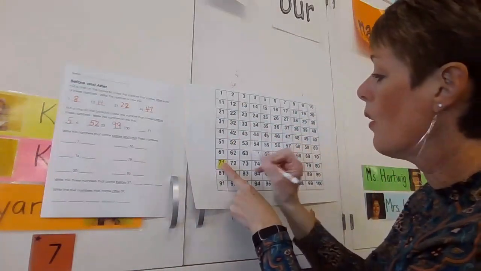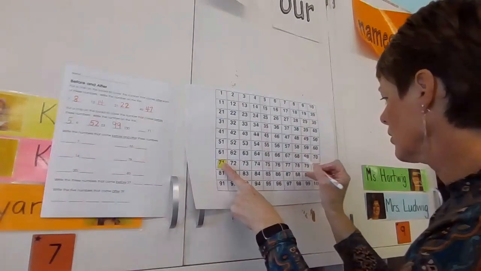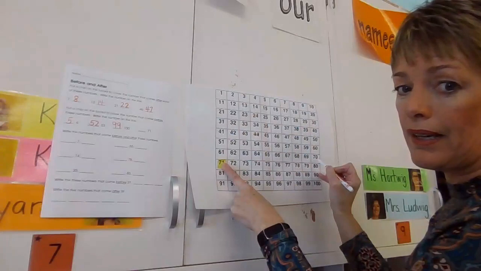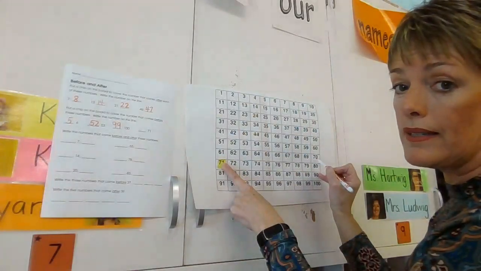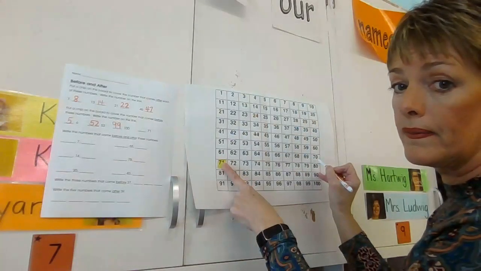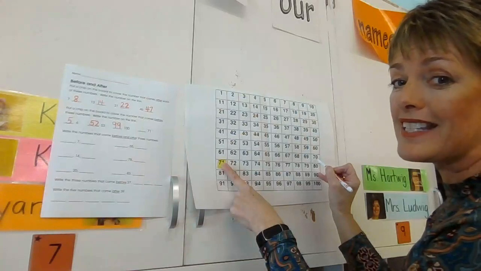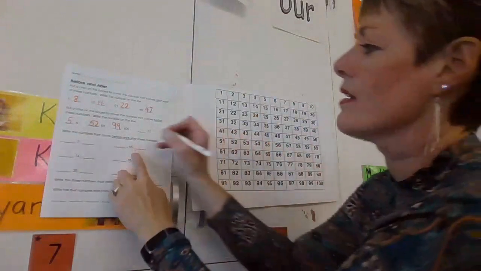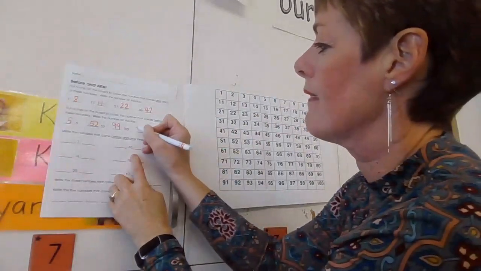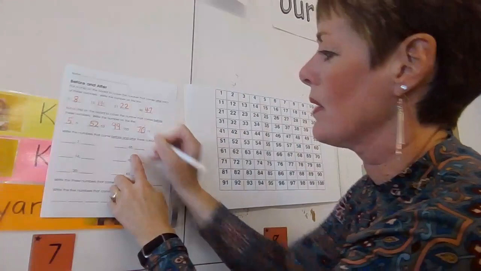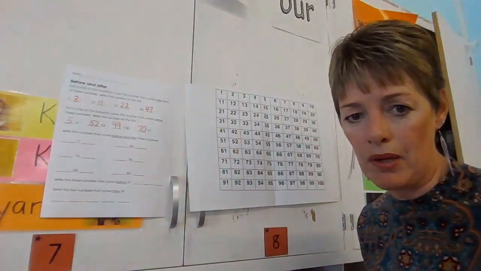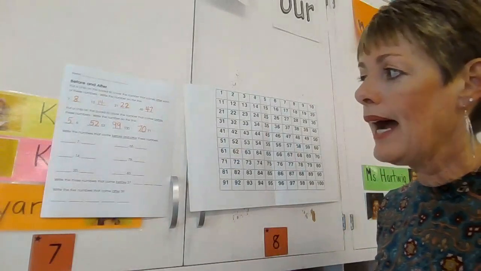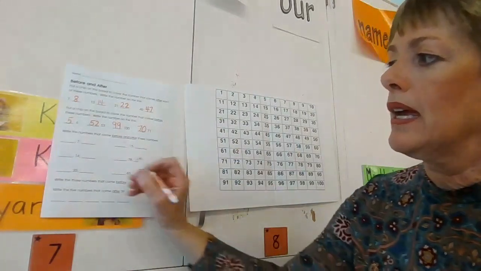Oh, so I have to go all the way across, and that's my number that comes before 71. What is it? It is 70. So I have to do 70 comes just before 71. Okay, now look at this.